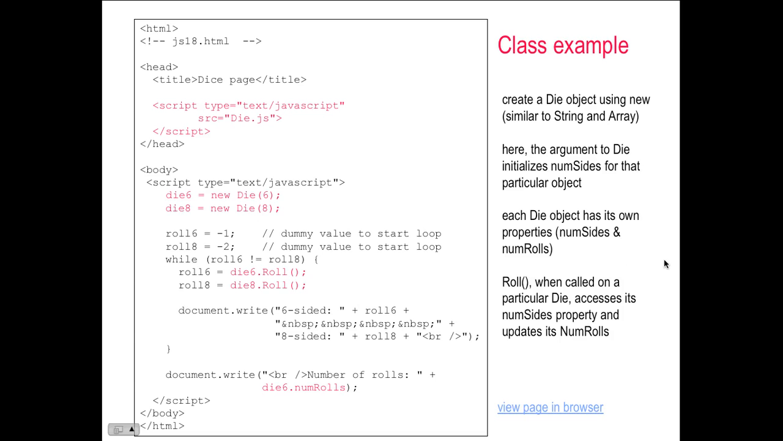Each die object has its own properties, number of sides and number of rolls. The document.die initializes the number of sides, so we're sending the argument in here, and the constructor is going to run and initialize the size. And then the roll method, so it's called on a particular die, accesses the number of sides that are updated for each individual instance. So die6.roll and die8.roll are going to run roll on the separate instances of those objects that were created. And they're all of data type die.